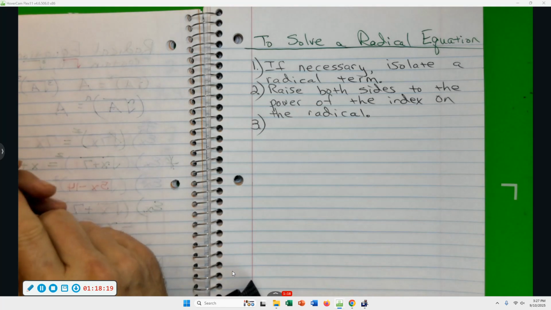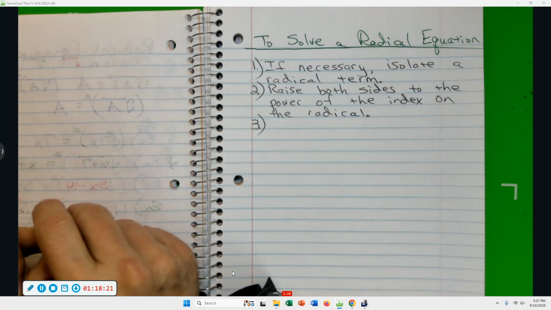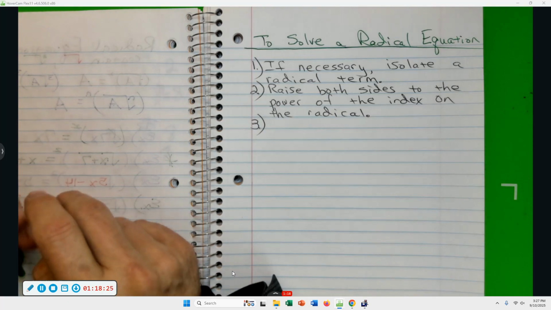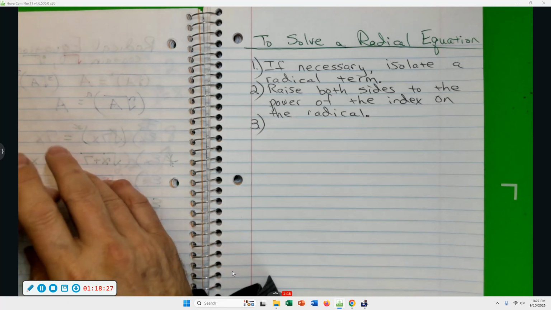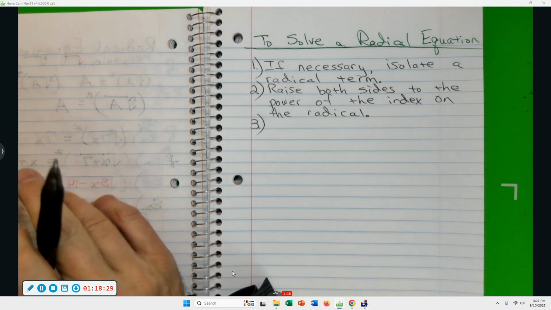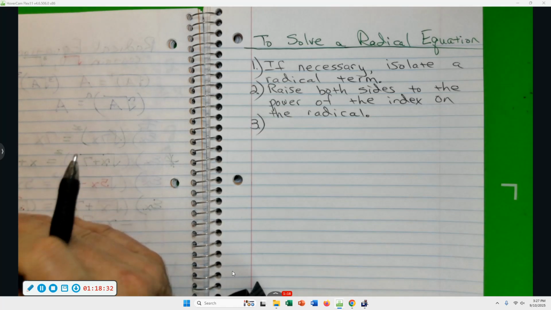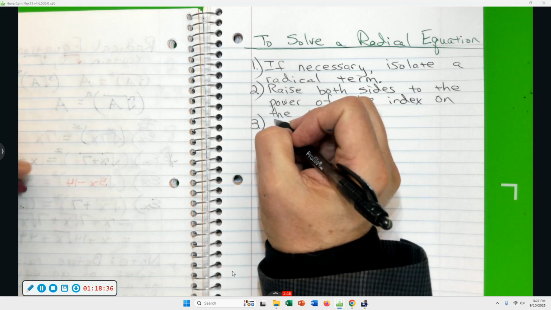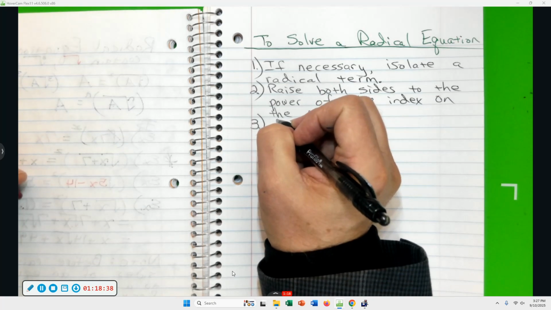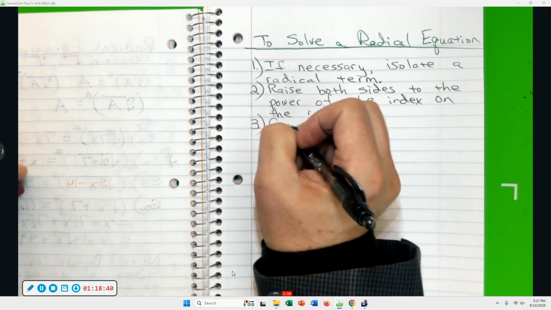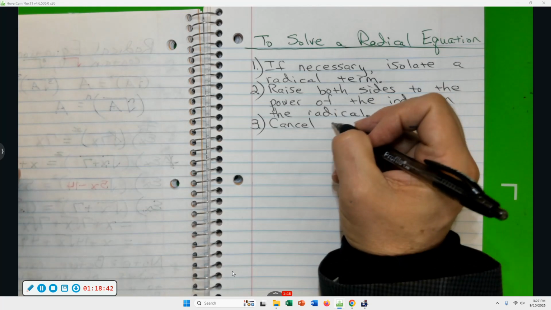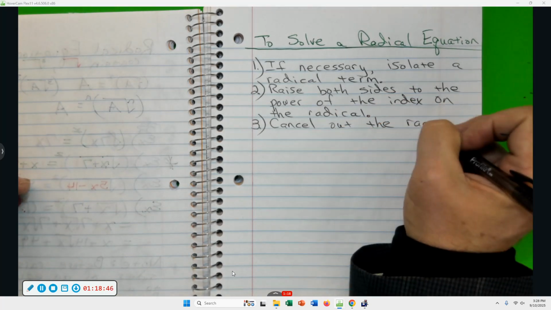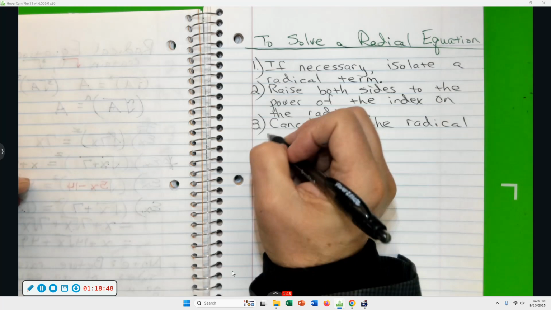If you do this correctly, you'll be eliminating the radical term that you isolate. So I'll say, cancel out the radical term and simplify.